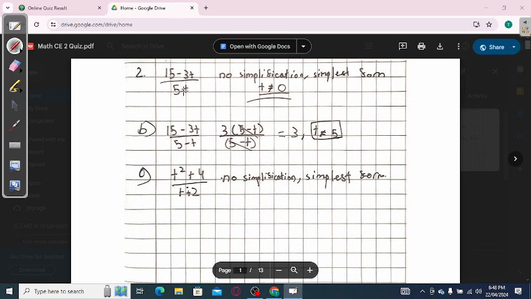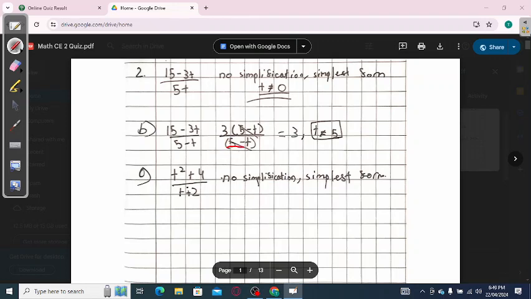Now here, it's the same one, but instead of 5t, it's 5 minus t. When you factor, you'll get 3 times (5 minus t) all over 5 minus t. I wrote it here. Now, you can cancel 5 minus t in the numerator and 5 minus t in the denominator. What this simplifies into is just 3, since it's 3 over 1, which is 3. And for this one, you do need to write the condition.